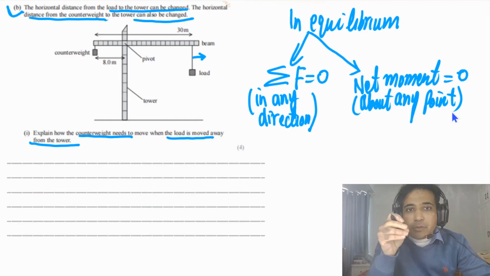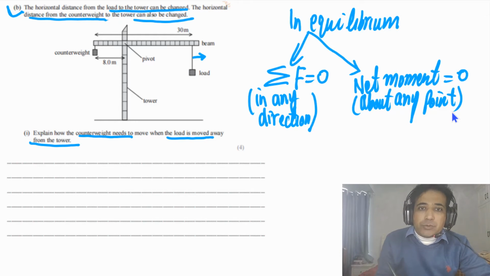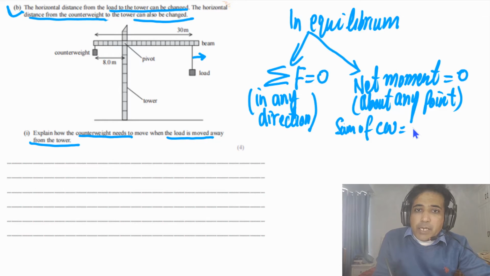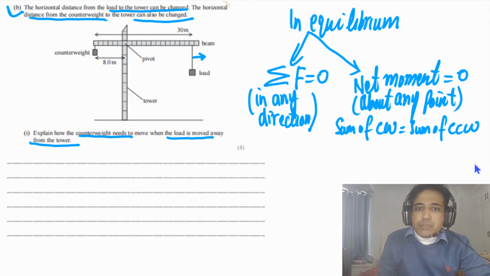If you simply remember that the total sum of forces is equal to 0, that is not the right way to state the condition for equilibrium. Or if you only remember net moment is equal to 0, that is also not a complete understanding of this concept. You need to understand that the net moment about any point has to be equal to 0. It simply means that the sum of clockwise moments has to be equal to the sum of counterclockwise moments. So this is one point we need to understand.